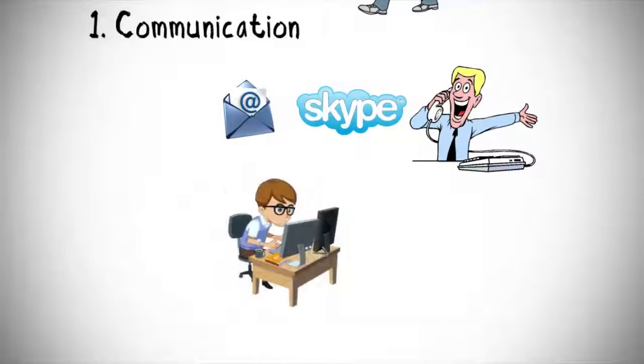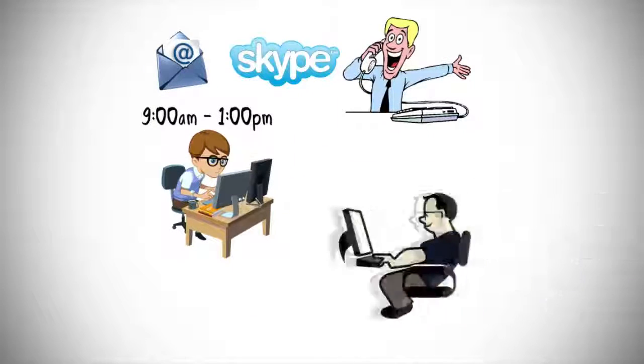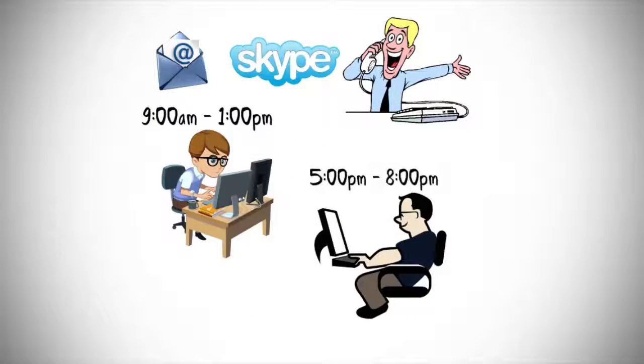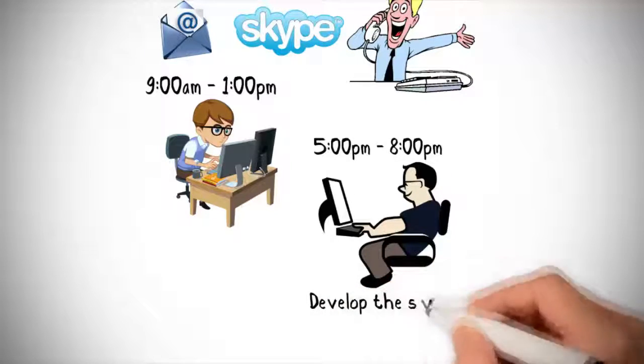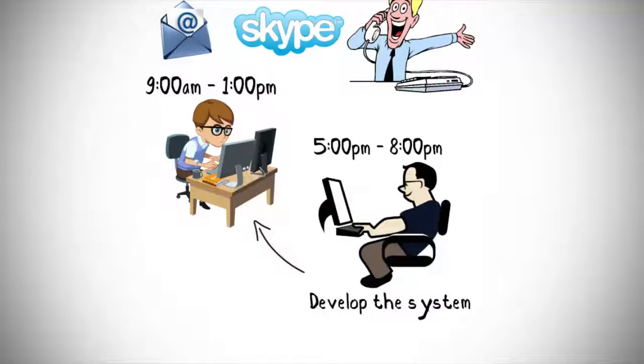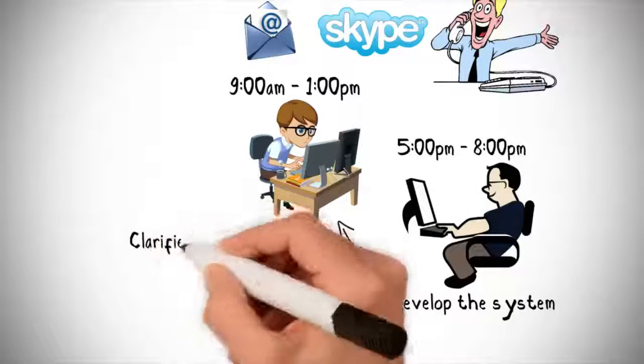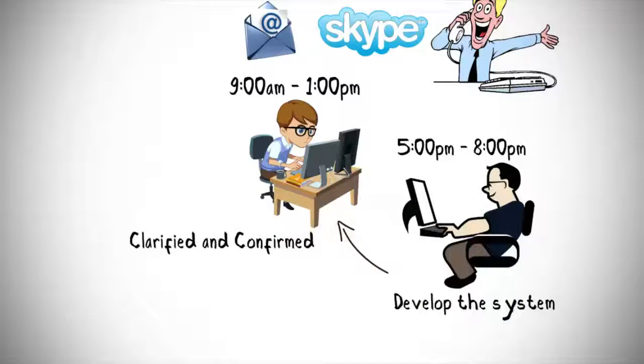Let's say the game designer is working today from 9 a.m. to 1 p.m., and he has prepared documentation for the system in a mobile game. But the programmer is working today from 5 p.m. to 8 p.m. The programmer's job is to develop the system based on the game designer's documentation. If the programmer doesn't have any questions, then it's fine. But if he has questions, then it's a bit of a pain. These types of things happen quite often when things need to be clarified and confirmed.